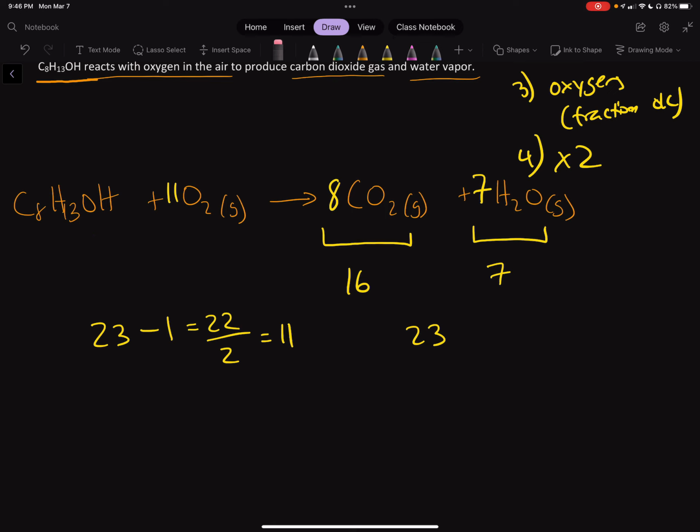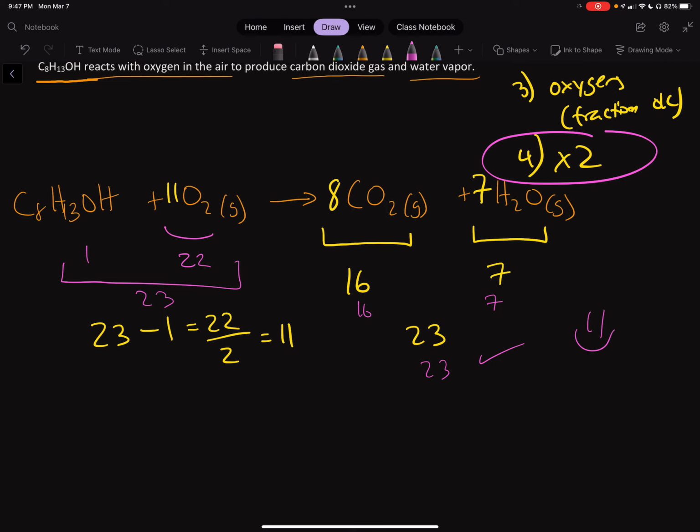So now let's count up the number of oxygens on the left side and see if we did that properly. So I've got 11 times 2, that's 22, plus the 1 more over here. So that gives me 23. And again, here I had 8 times 2 is 16, plus 7. So 16 plus 7 is 23. All right, so we're good. It's balanced. So we didn't need to do step 4 in this one.